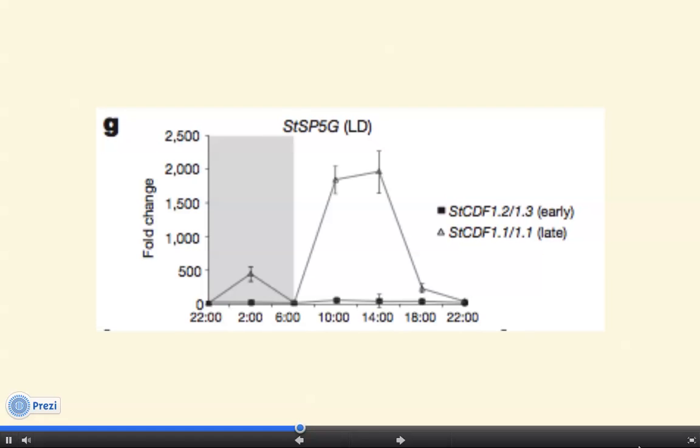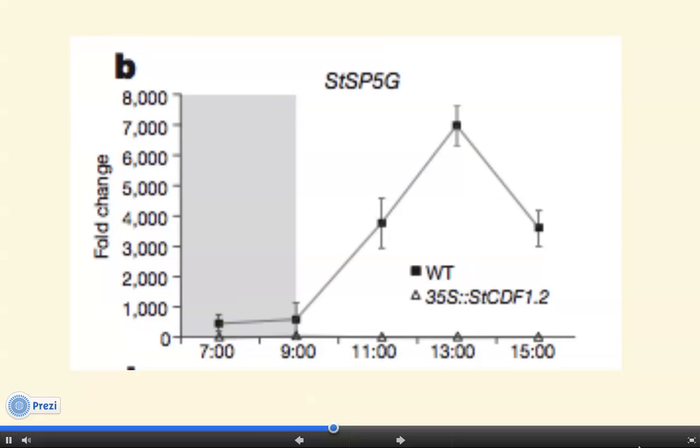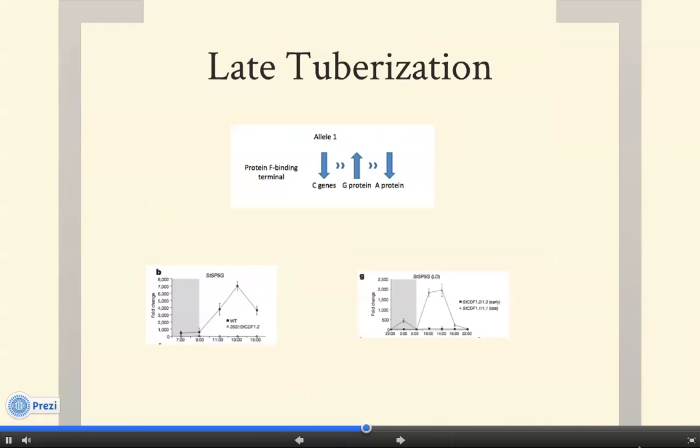As seen in this graph, allele 1 tuberizes around late afternoon in the presence of G proteins under long day conditions, whereas alleles 2 and 3 fail to tuberize at all under long day conditions. Similarly, in the presence of the G protein, the wild-type plant, denoted WT, peaks its fold change later in the afternoon, while the plant with overexpressed allele 2 remains undetected. As demonstrated by the graphs, allele 1 initiates potato tuberization later in the day and is therefore supported by long day conditions.